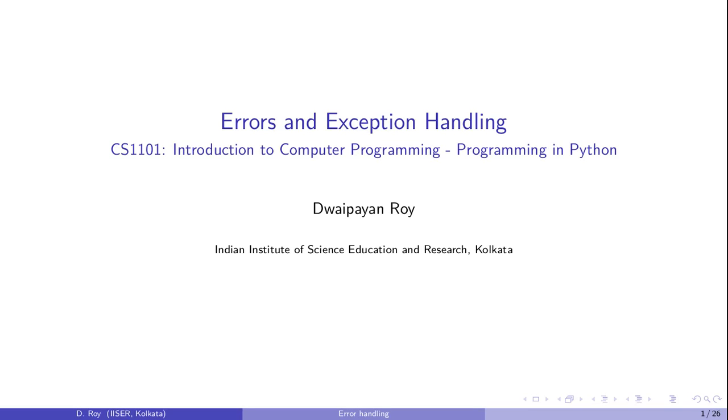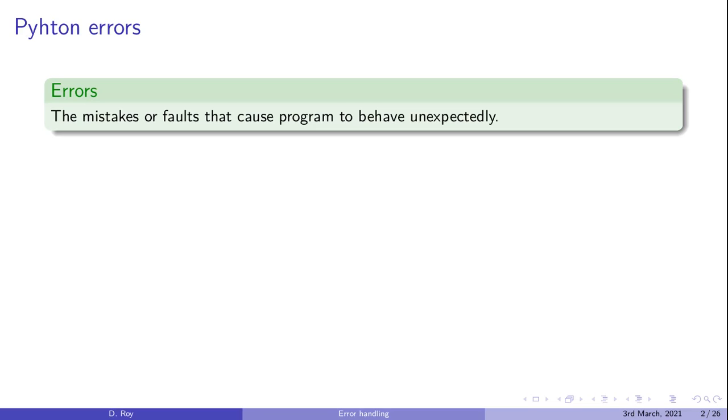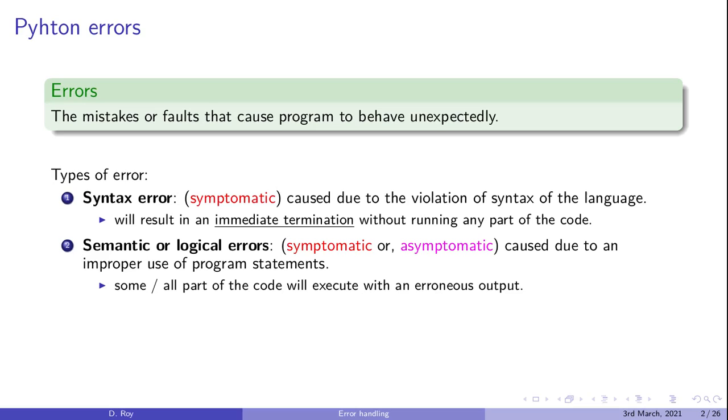In this lecture, I am going to discuss different types of errors that can occur during the execution of a Python program and ways of handling them. Now, errors are mistakes or faults that cause the program to behave unexpectedly. This unexpected behavior can refer to an erroneous output, or it may also refer to an improper termination of the code in between the execution.